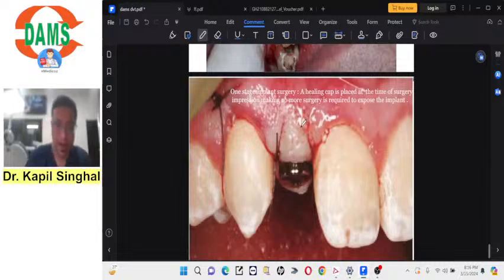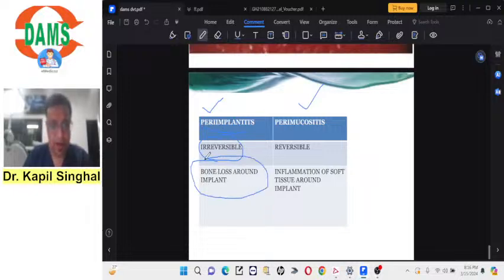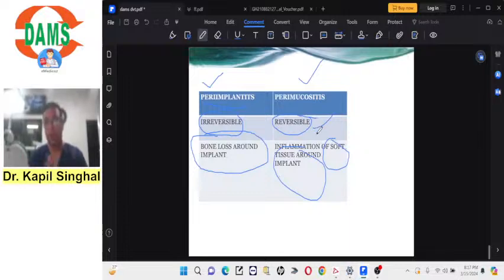Okay. And the last and the most important thing, there are two types of complication that can come over implant, that is periimplantitis and perimucositis. So periimplantitis is irreversible. It is like periodontitis. So when there is bone loss around the implant, that is periimplantitis. When there is problem in the soft tissue around the implant, that is perimucositis and it is reversible. It's like gingivitis. Okay? So that is all for implants.